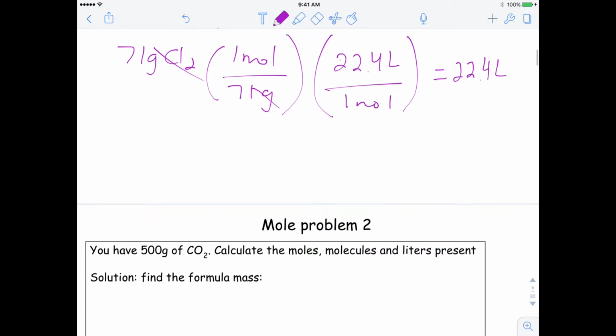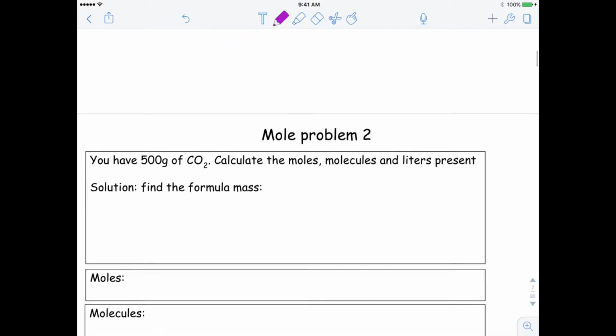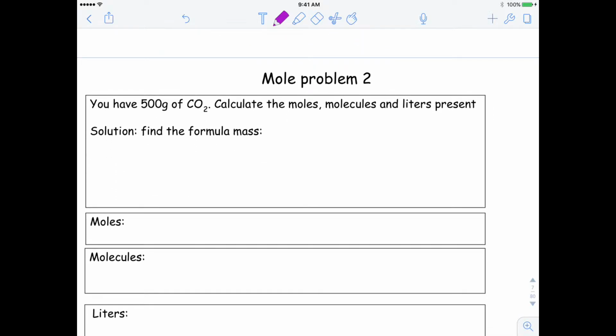What I'd like you to do is try something like question number 2 here. Take a minute, pause the video, try question number 2. Let's see how you do. Let's find the moles of this. If I take 500 grams, I would times it by 1 mole over 44 grams, and that would give me the number of moles of CO2.